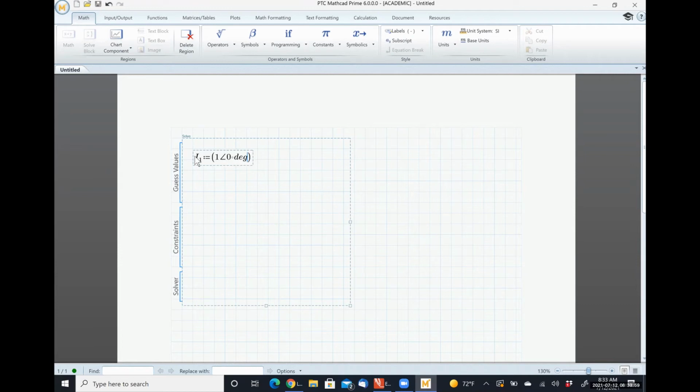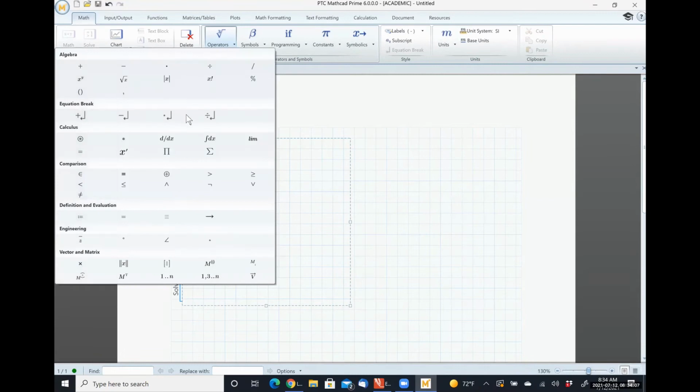So let me explain exactly what I did there, since you may not be aware. If we go up here to operators, we can see under the engineering bit, that's how we get our polar angle thing. But there's also a keyboard shortcut, which is Control-Shift-P. I have remembered that from teaching this class so many times. So I'm just going to hit Control-Shift-P to get that.